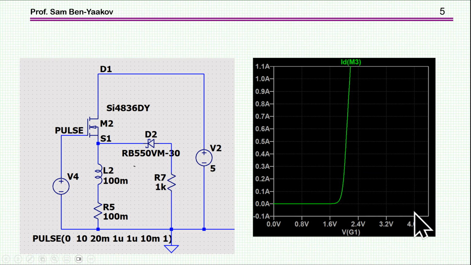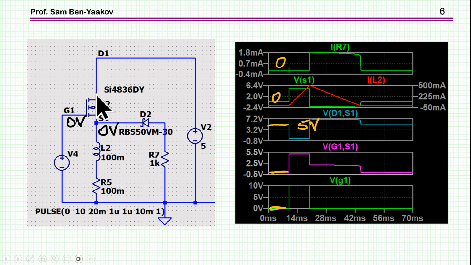This is the gate to source voltage, and this is the current, and I'm showing the range of interest that will be discussed in this video. So we see that the threshold is about 2 volts, so that up to 1 amp, the voltage VGS is about 2 volts. So let's go over the sequence of turn on and turn off of this stage in which the inductor is in the source rather than the drain.